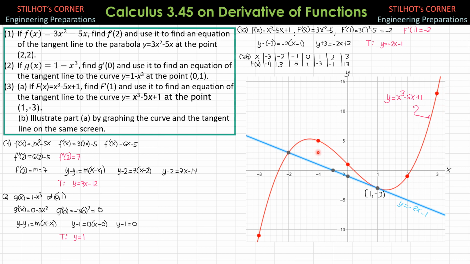For the details of intermediate points, you may add more points like negative 1.5 and solve for y. Here like positive 1.5, so that will give an accurate curve. So this is the curve with equation y equals x cubed minus 5x plus 1. That's the tangent. And that's it for this problem.